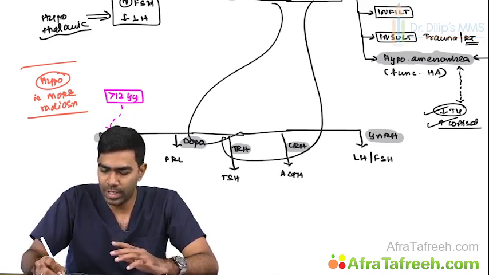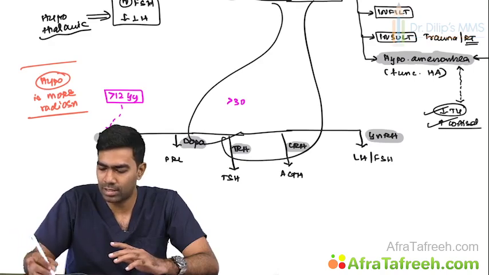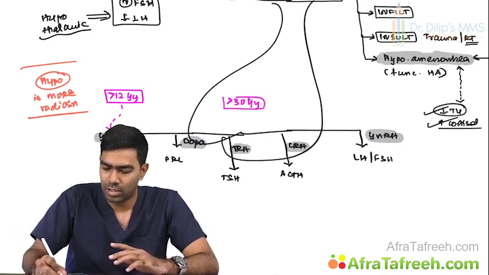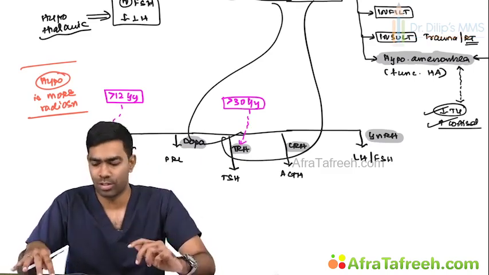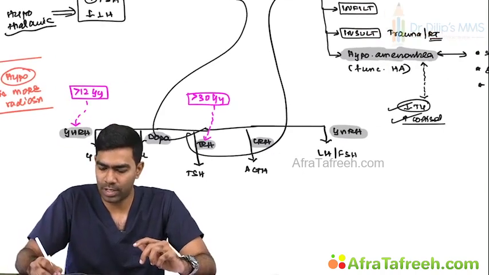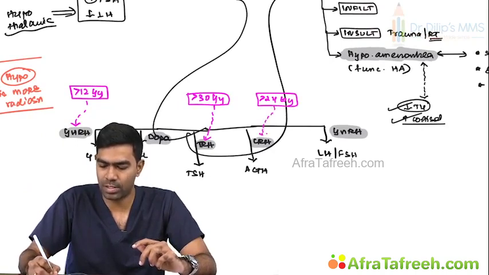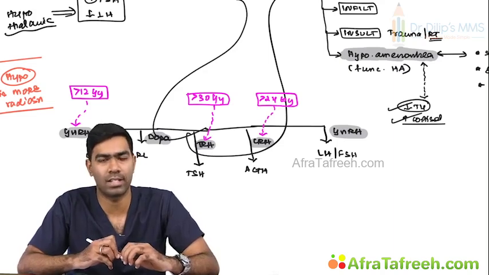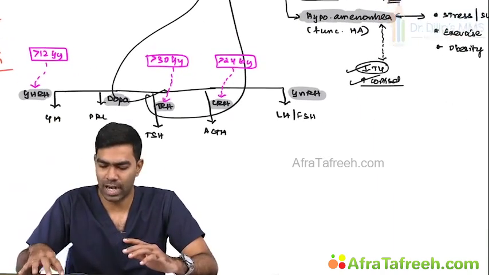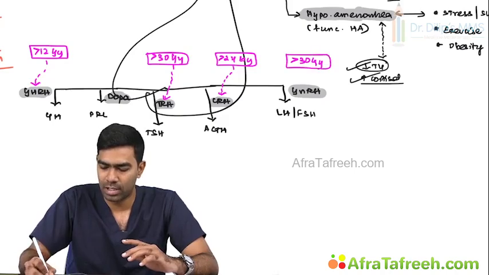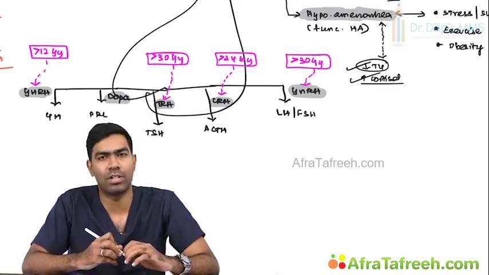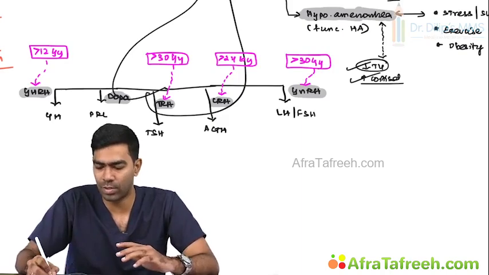Similarly, you will be needing a little bit more than 30 Gy to affect the TRH production, thereby reducing the TSH. And you will be needing approximately more than 24 Gy to affect the CRH production from the hypothalamus, thereby reducing ACTH and producing central adrenal insufficiency. And you will be needing again more than 30 Gy to reduce the GnRH production, so that you will reduce the luteinizing hormone production.